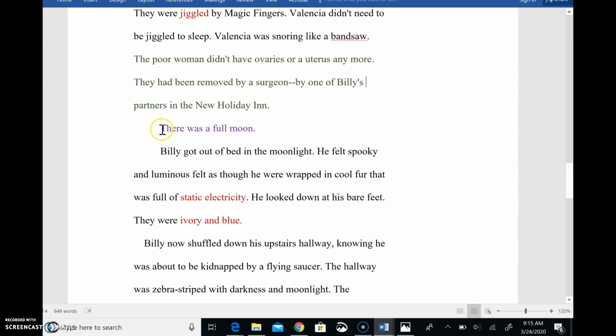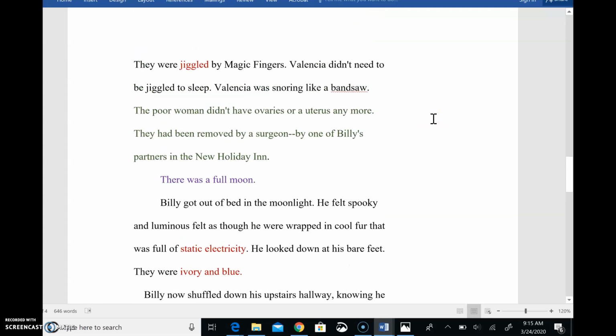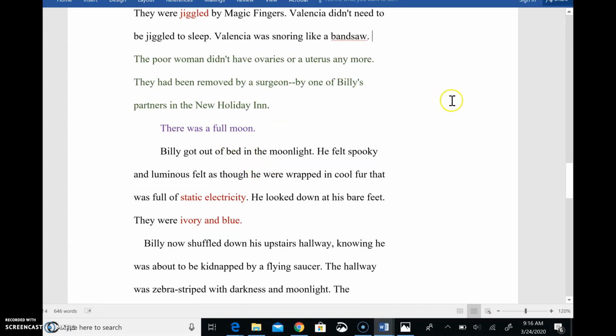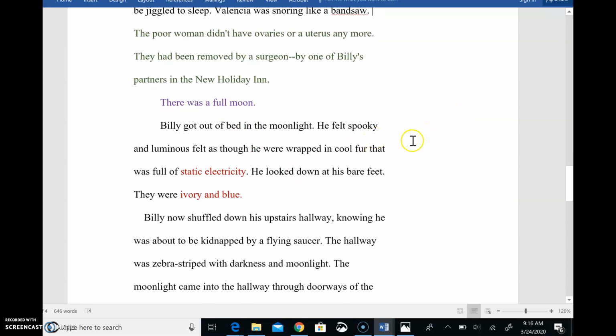There was a full moon is just highlighting sort of his rhythm of a simple sentence as a paragraph, just by itself. Strangely, all of this stuff, which is irrelevant, is connected to them sleeping, but there was a full moon is separate, sort of breaks it into the next thing.